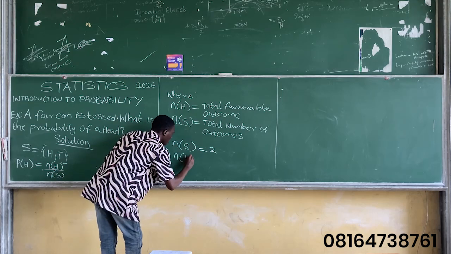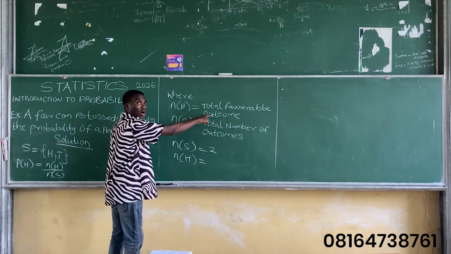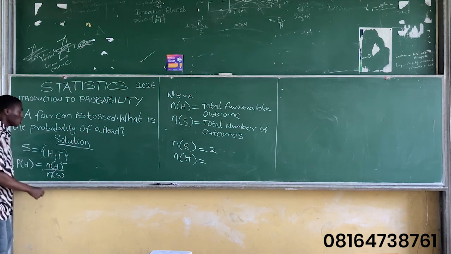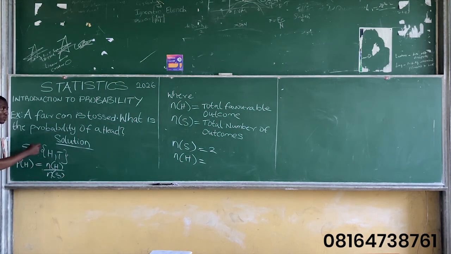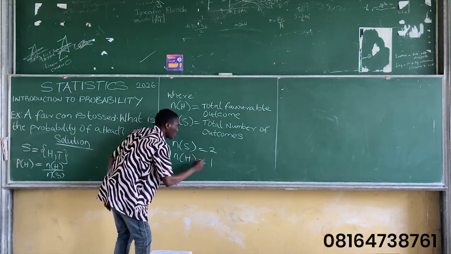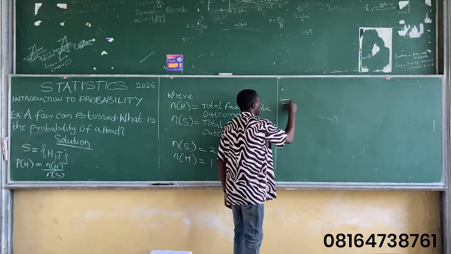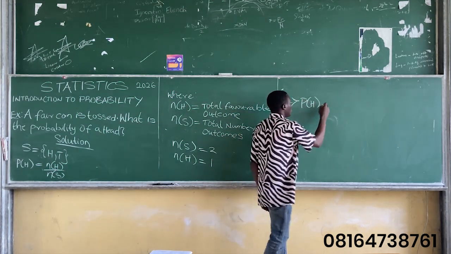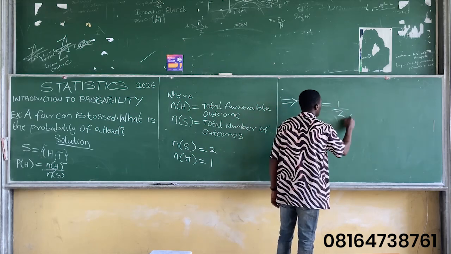While N of H, the favorable outcome, which is what we are asked to find, the probability of a head. So how many heads do we have here? We have 1. So it's equal to 1. That implies that the probability of getting a head is equal to 1 over 2.